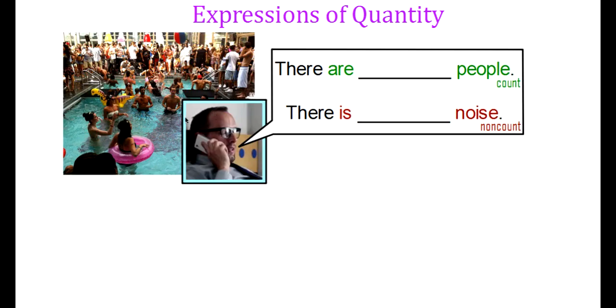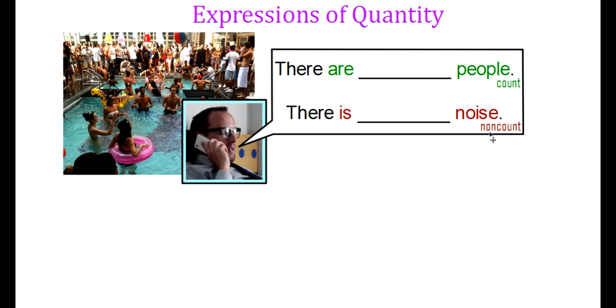So one of the complaints that Jeremy made was about the swimming pool. He complained about the people and the noise. Note that people is a count noun. Singular person, plural people. Because it has a plural form, it's a count noun. And when it's plural, more than one, we're going to say there are. There are people.